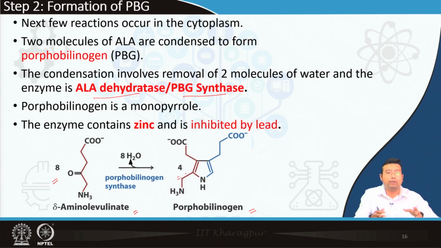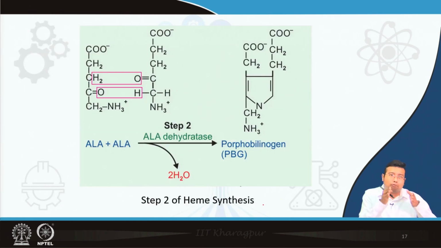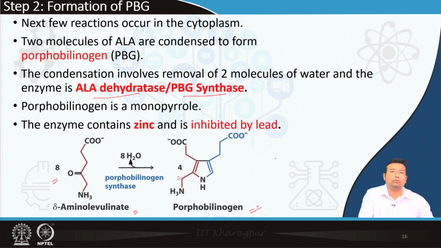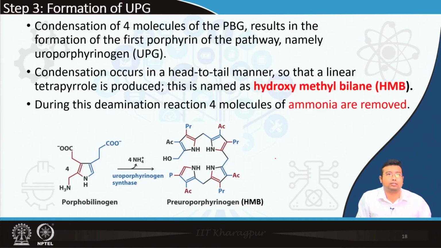This is the second step. Why is it showing 8 and 4? Because in reality we need 4 molecules of porphobilinogen. At one reaction level, 2 molecules of ALA combine, 1 molecule of water is lost, and porphobilinogen is formed, but in reality 8 molecules of ALA form 4 molecules of porphobilinogen. This is step 3.